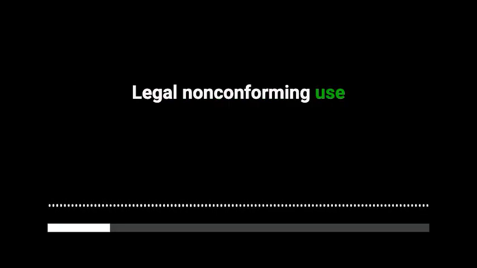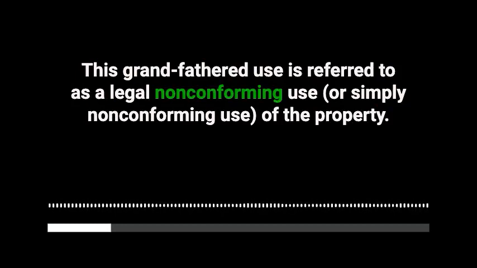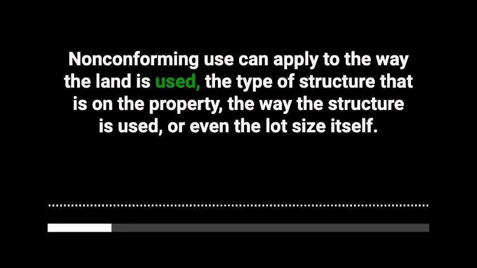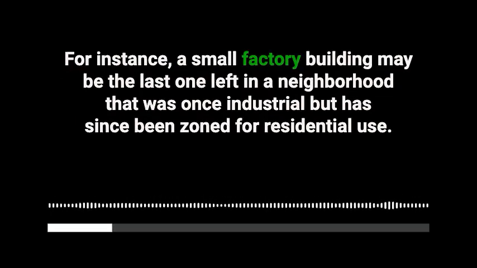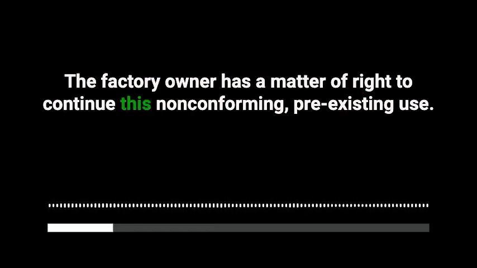Legal nonconforming use. It is not unusual to find real property uses that were legally established before the adoption of the current zoning plan. This grandfathered use is referred to as a legal nonconforming use of the property. Nonconforming use can apply to the way the land is used, the type of structure that is on the property, the way the structure is used, or even the lot size itself. For instance, a small factory building may be the last one left in a neighborhood that was once industrial, but has since been zoned for residential use. The factory owner has a matter of right to continue this nonconforming, pre-existing use.